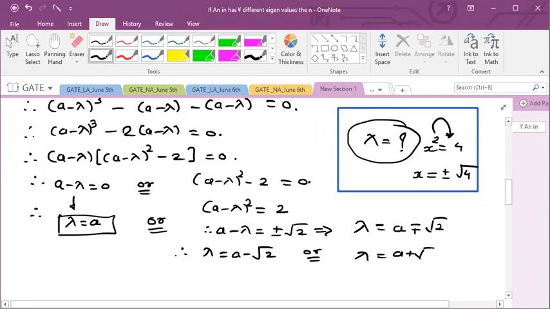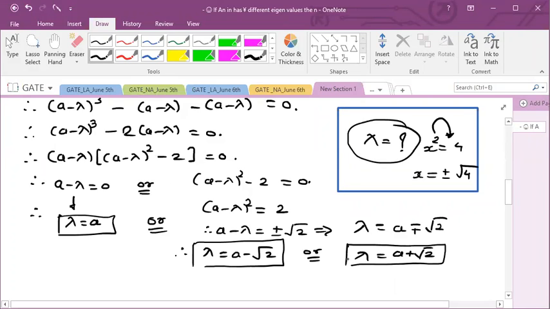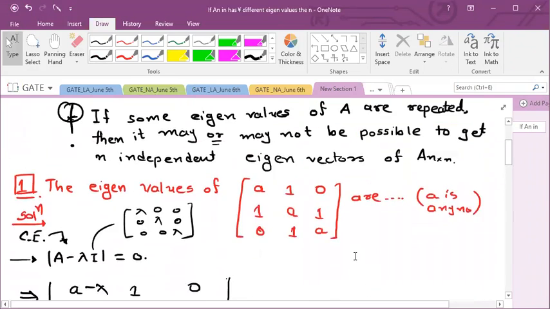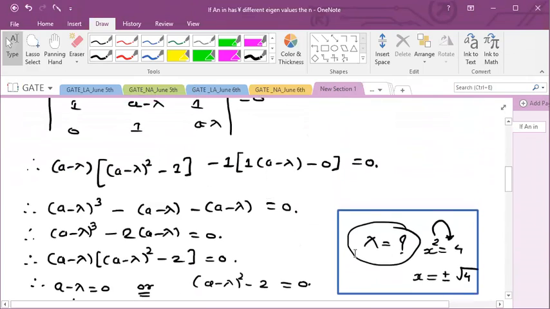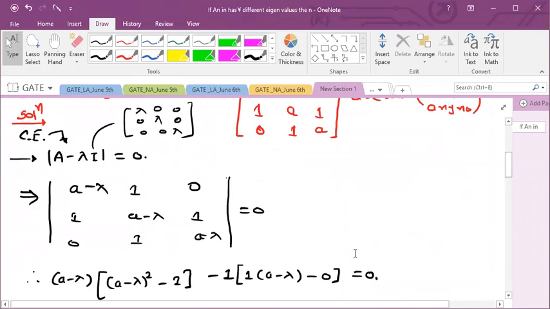So here we are getting three different values of lambda. And this is our final answer. Lambda is equal to a, lambda is equal to a minus root 2, lambda is equal to a plus root 2. Is it clear? Any doubts in this first question? Shall we move to the next question? Please give me some response. Okay, yes. So let us move to the next question.